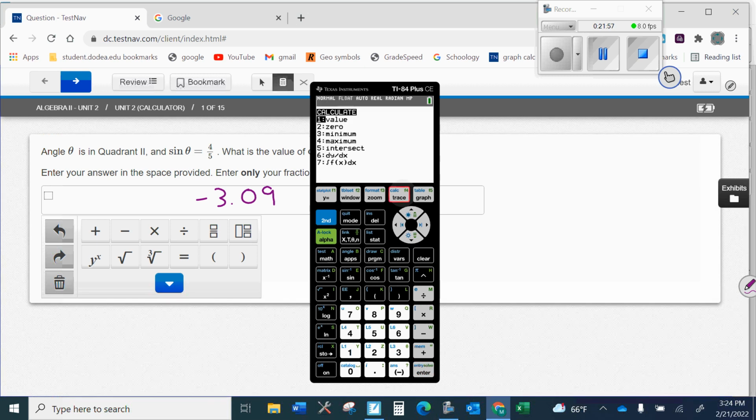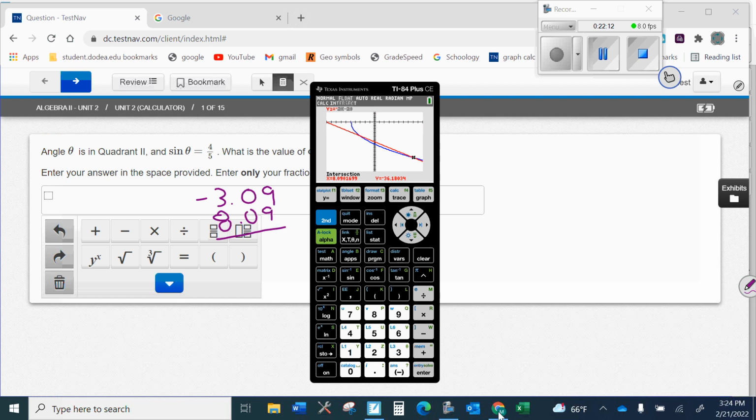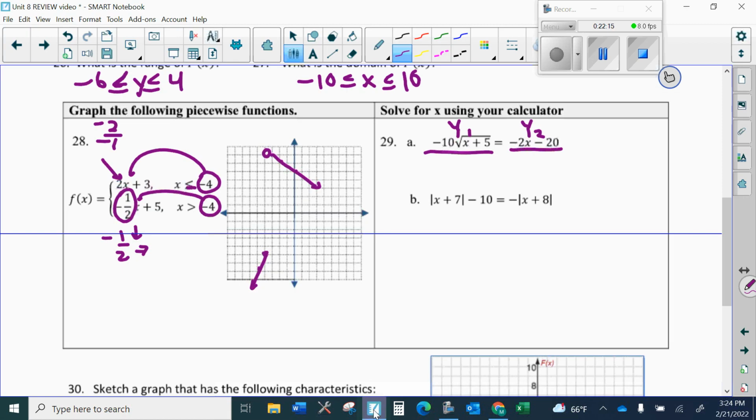I do second calc number 5 again. First curve, second curve. This time I'm going to guess. I move it closer to the other intersection point. Then hit enter. And I'll jump to it, 8.09. So there's my two answers, negative 3.09 and 8.09. You don't write it as a point. Those are two different x values, so you don't have parentheses around it.